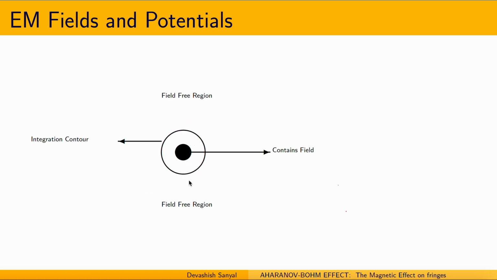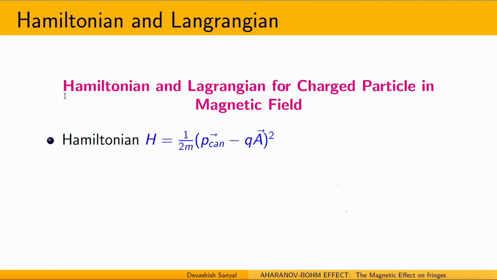We go to the next slide. Now the next topic. We have covered interference, and we have covered electromagnetic fields and potentials, that is vector potential and scalar potential. Now we are going to the concept of Hamiltonian and Lagrangian for a charged particle. Hamiltonian and Lagrangian is a way of doing classical mechanics. We can do classical mechanics using Newton's laws, or we can use a more sophisticated approach, which is the Hamiltonian and the Lagrangian.